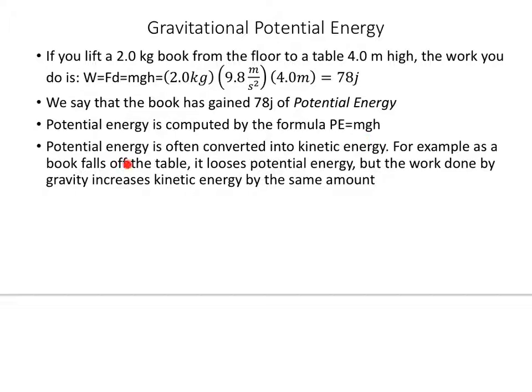Now, potential energy is often converted into kinetic energy. So, for example, if you have this book on the table and you push it off, the book falls down. Now, as it falls to the floor, it loses potential energy, but work is being done on it by gravity, and that increases its kinetic energy, because as it falls, it's going to be going faster and faster, and it's going to gain kinetic energy. So ultimately then, the amount of kinetic energy it gains is going to be exactly the same as the amount of potential energy that it loses.